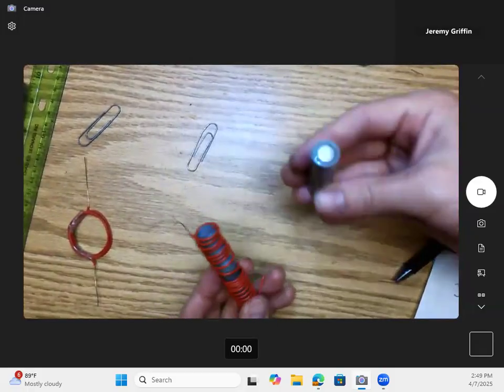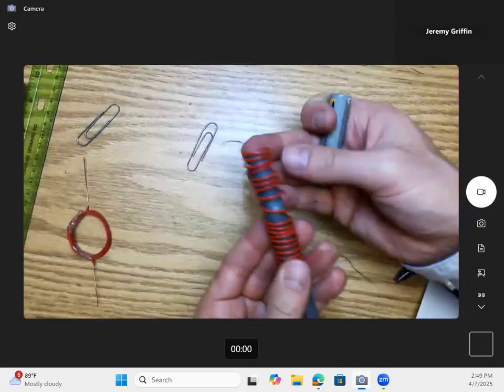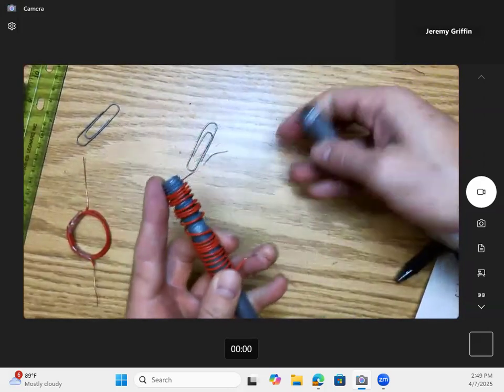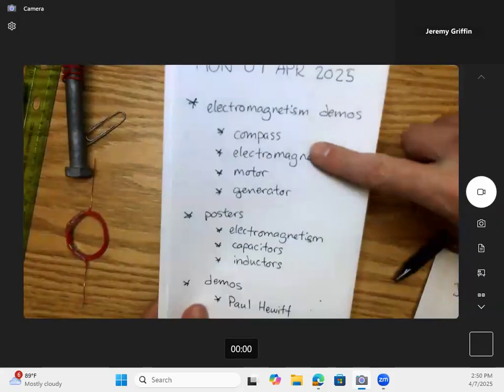So something to do with if there's a current flowing through a wire that's coiled around, it can turn into a temporary magnet. It's called an electromagnet. That's interesting. Hold on to that idea. Next thing I want to show you guys.